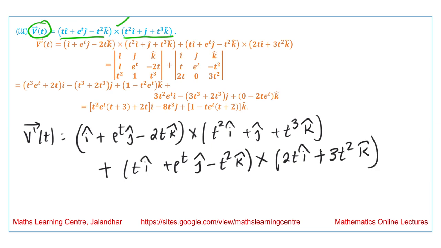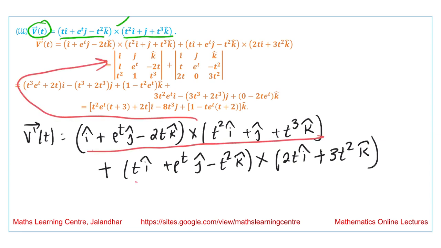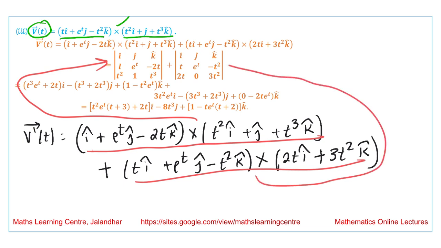Now we do the cross product of these two, and the cross product of these two, and we obtain these two determinants. You can look at these calculations, and on solving this, you will obtain the final answer in this case. That is the value of the derivative of this function, it is equal to this.